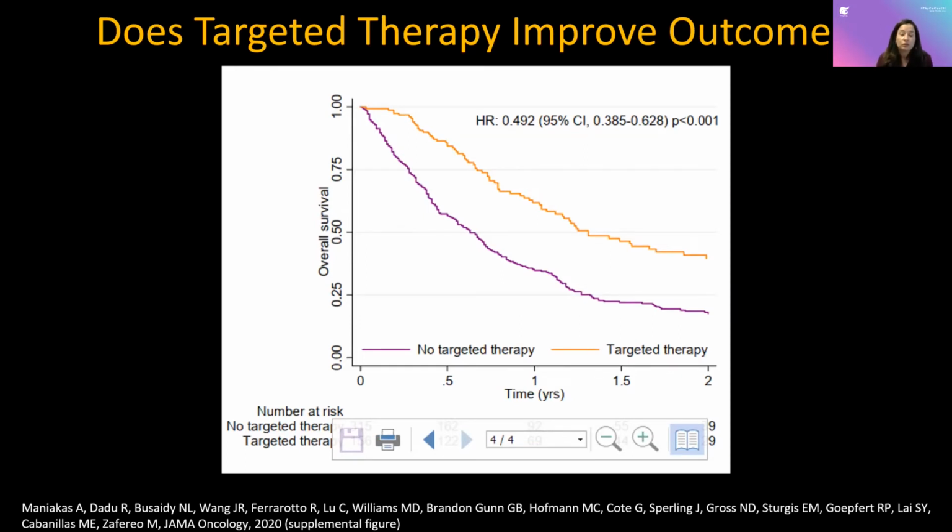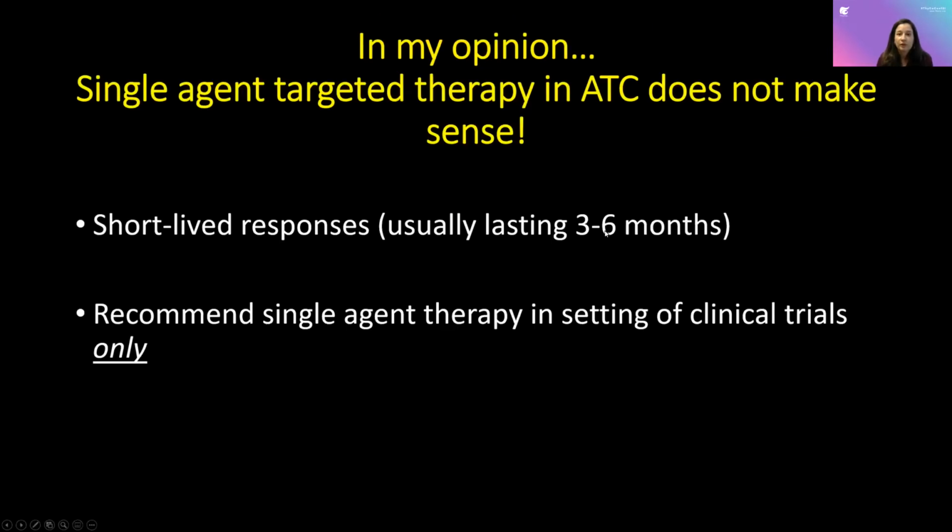Okay, so this is something that we again put together just to show, does targeted therapy improve outcomes? This is looking at our patients retrospectively, and the patients who had targeted therapy are up here. The ones who didn't are down here. You always want to be in this upper group for an overall survival curve. And so, yes, it looks like there is benefit from targeted therapy.